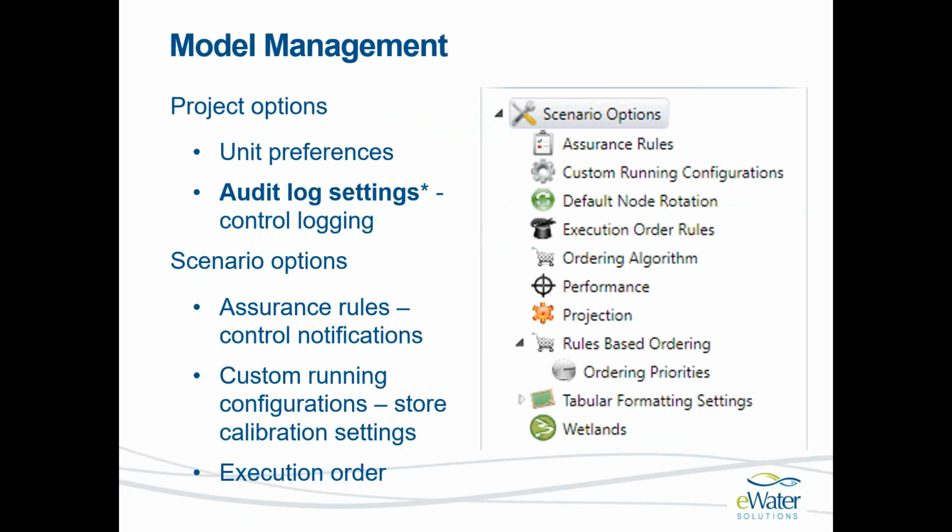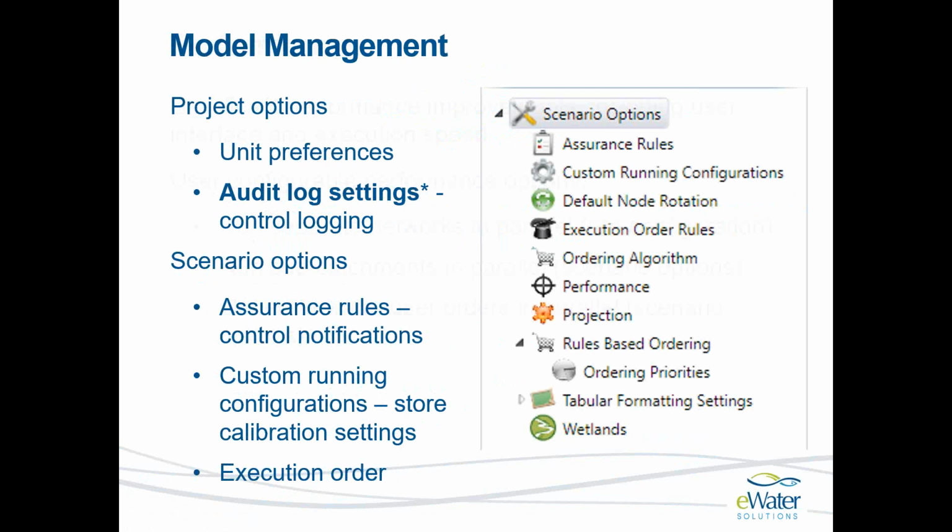We also have custom running configurations, and these are really useful, particularly for model calibration. So you can create calibration settings using the calibration wizard and save these rather than having to recreate them next time you want to recalibrate that catchment. We also have new tools for controlling node execution order, and this is really useful perhaps if you have two branches in a network and perhaps some functions linking them, and you want to control which branch of the network is executed before the other.